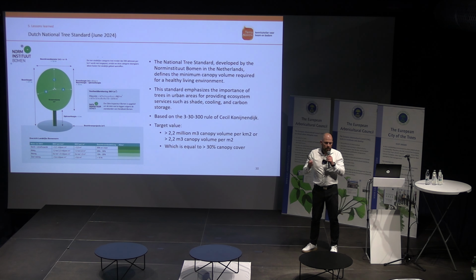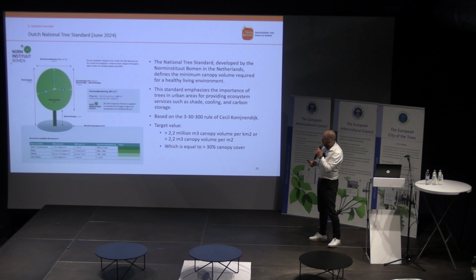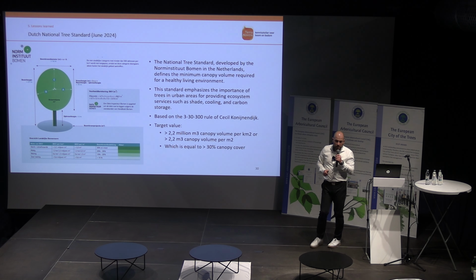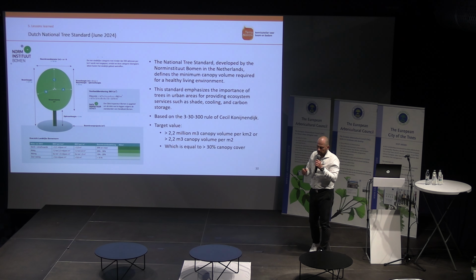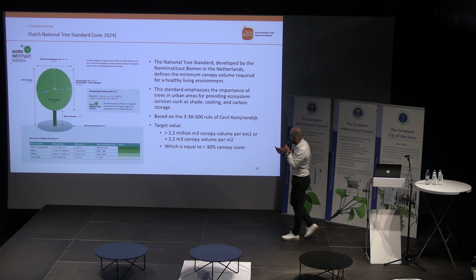And we all know that 30% gives us the most benefits, especially for health in the urban environment. So this Dutch national tree standard was just released, and I'm very curious how this will develop and how municipalities will put it in their policies. It's at least a different way to look at canopy volume.